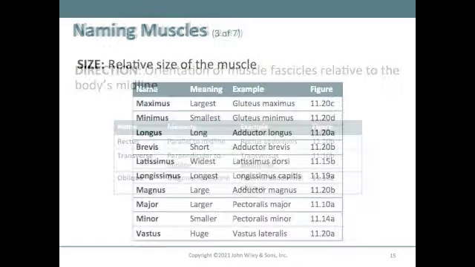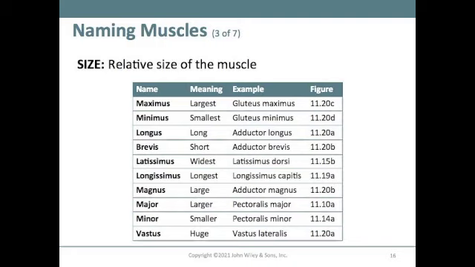And then, of course, the size of the muscles, so maximus, minimus, largest, smallest, longest, brevis. I mean, this is a laundry list of stuff. And if you can memorize all of these, I tend to err on the side of just understanding how they work and understanding the language. Gluteus maximus.